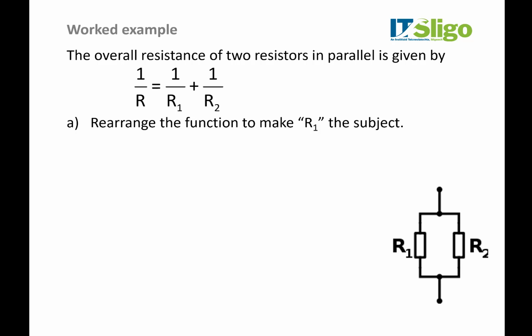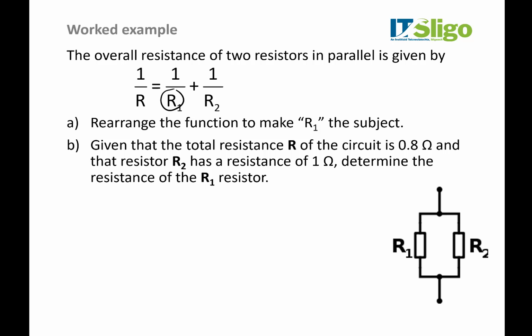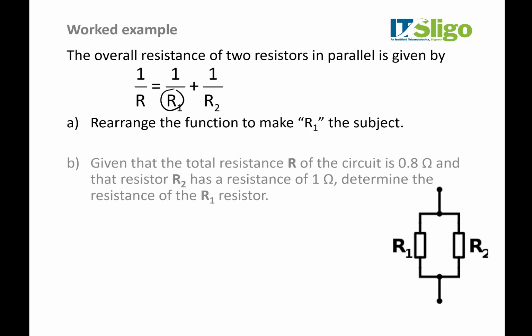So we're asked to rearrange the function to make R1 the subject, this guy. And then we're given some information about the circuit. We're given the value of R and we're given the value of R2, and we're asked to calculate R1. So our first task though, guys, is to get R1 on its own in terms of the other variable. We need to isolate R1.